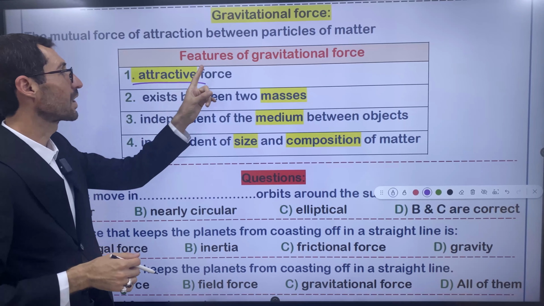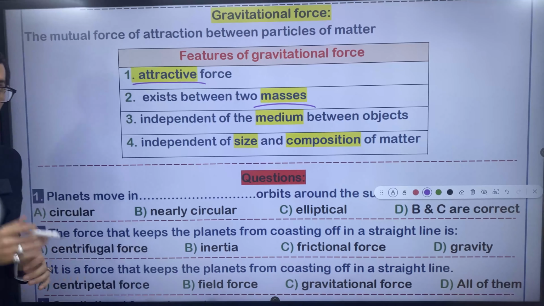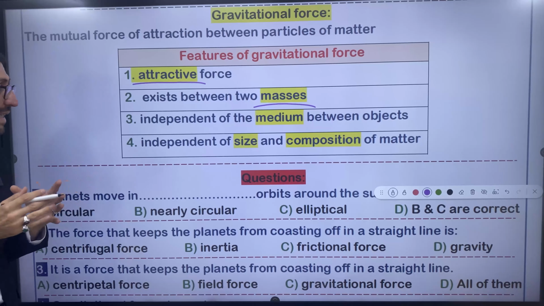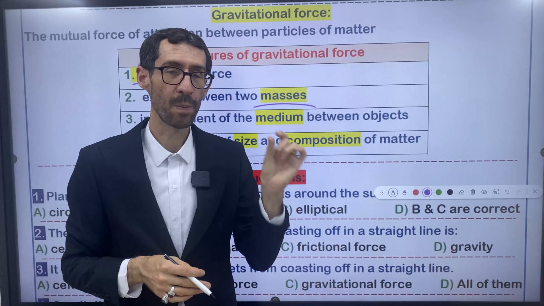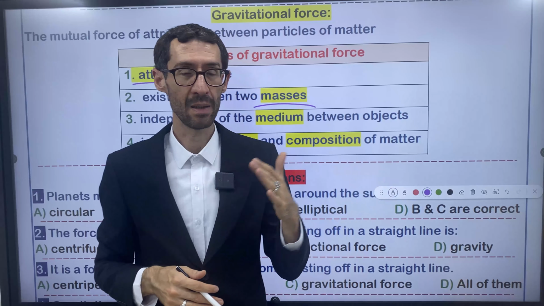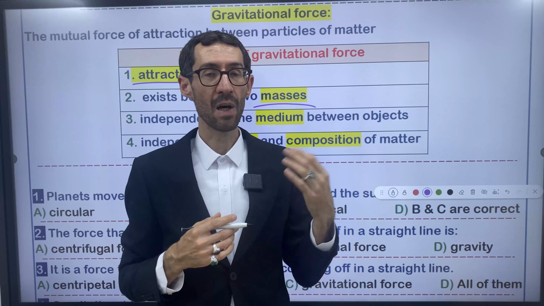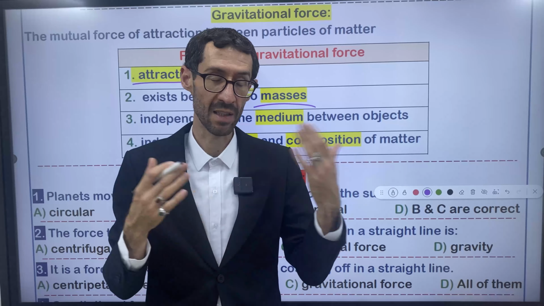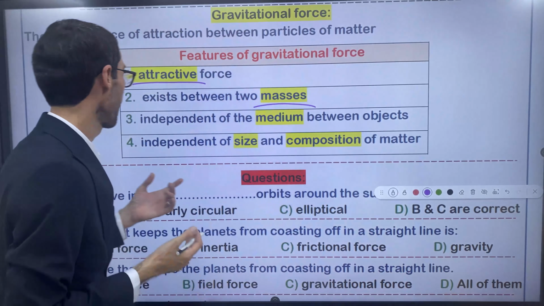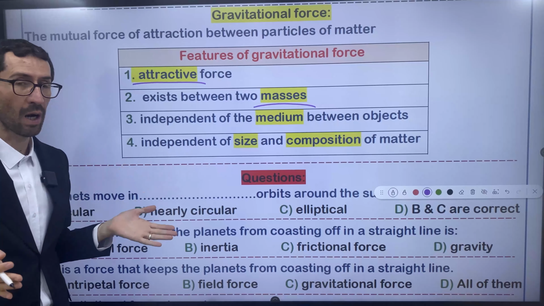Number two, gravitational force exists between two masses. It exists between any two masses, whether the masses are microscopic, like subatomic particles, or huge, like planets or stars. So the force of gravity, or gravitational force, exists between any two masses, regardless of the mass of the objects.